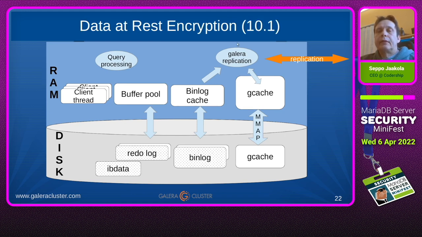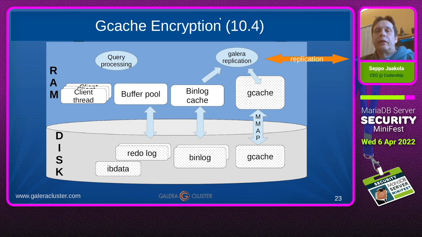When the encryption is enabled, that happens in MariaDB 10.1. Maybe my slide is not showing this very well, but the IP data, redo log and bin log are now dotted, which means that they are encrypted. But the GCache main memory structures and file were not. So that was the state in MariaDB 10.1. In 10.4 we implemented GCache encryption, and there the main memory part and file system part are also encrypted.